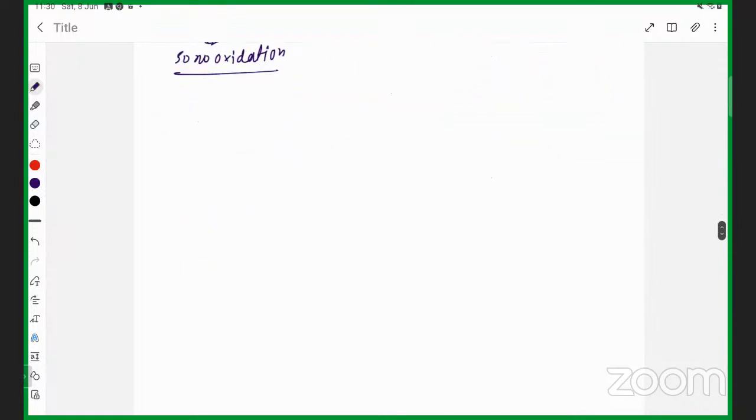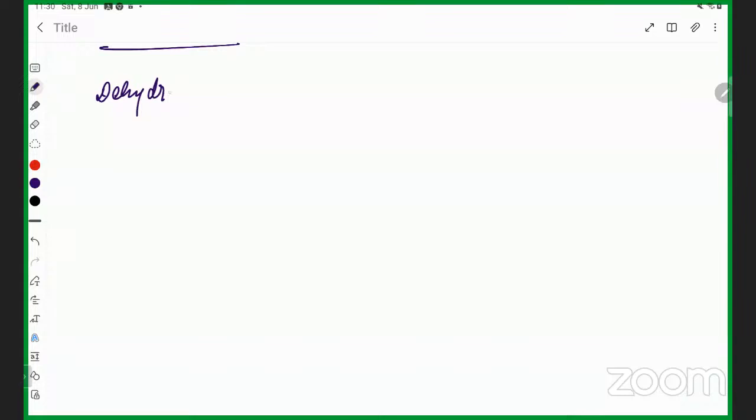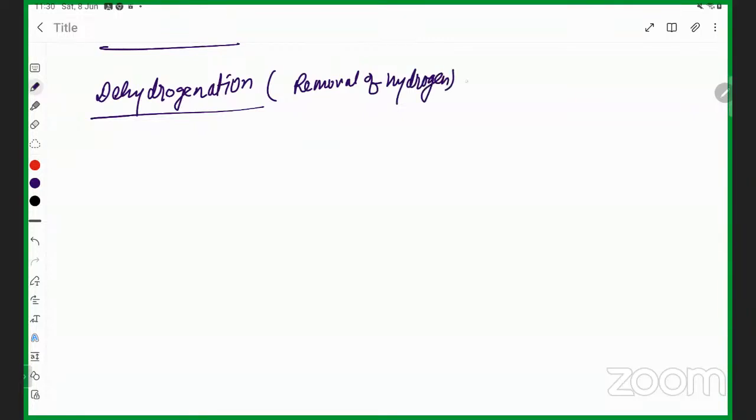Now, dehydrogenation, the last reaction of alcohol. In brackets, removal of hydrogen. This is the reaction. Okay. So how are you going to do it?